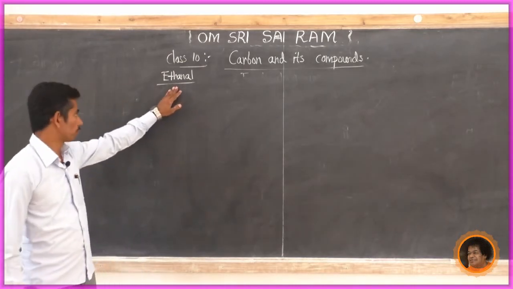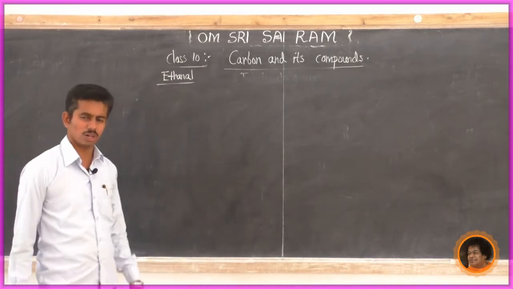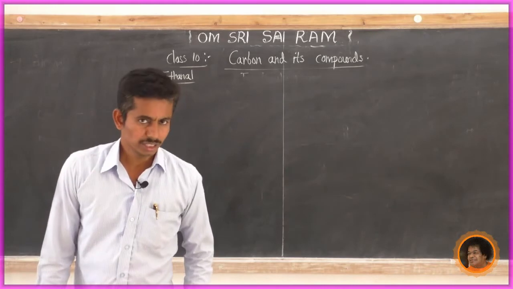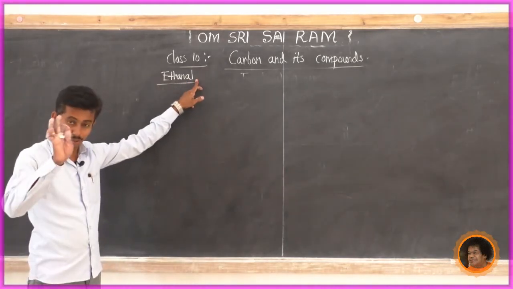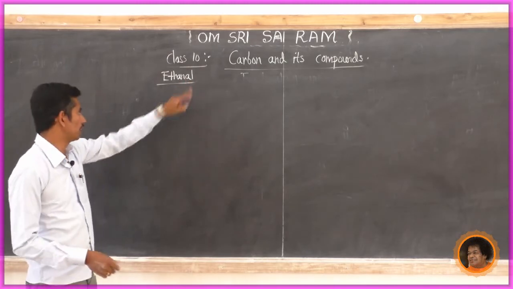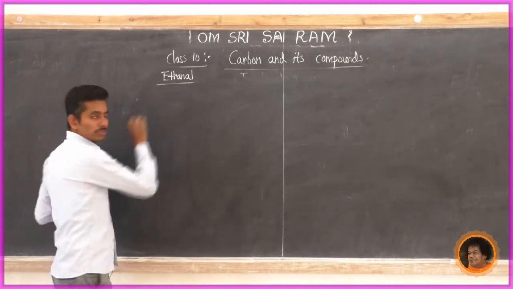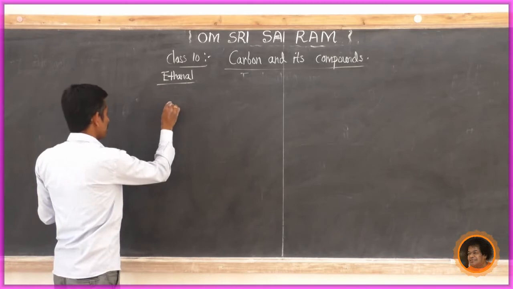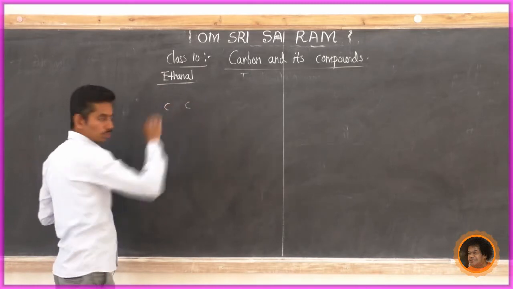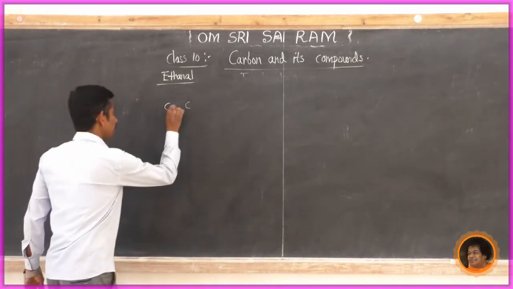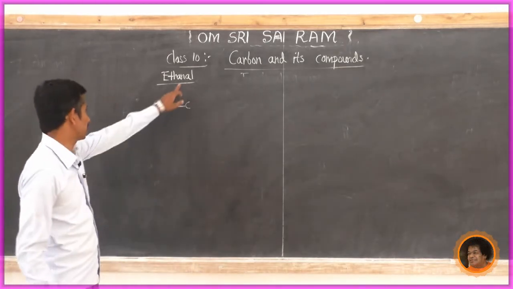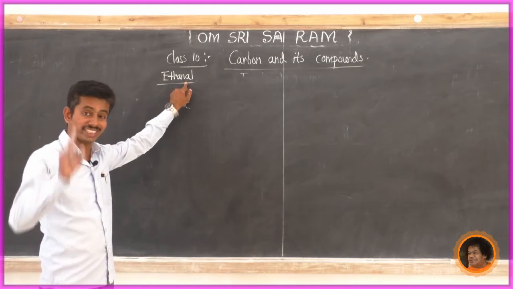Next organic compound is ethanol. Is it an alcohol or an aldehyde? It ends with the suffix Al, so it is an aldehyde. So for an aldehyde, first write the structural formula. Eth means 2 carbon atoms, with a single bond between them. Which one is the functional group? CHO.